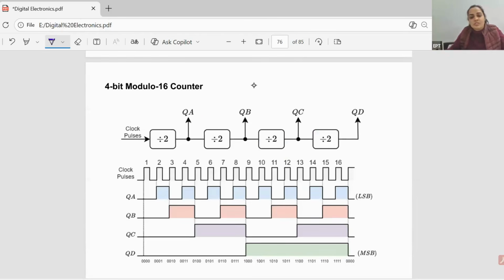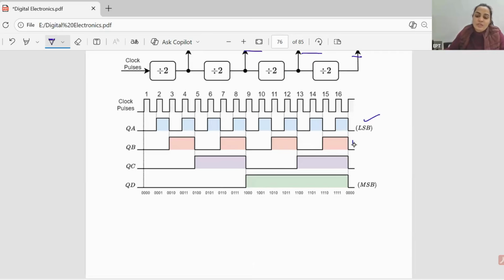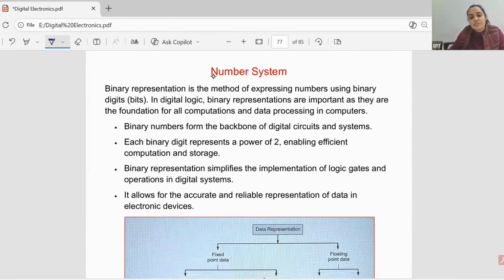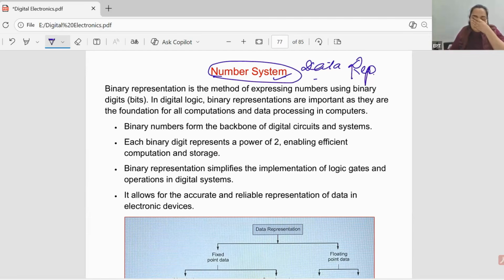Okay, see here asynchronous counter, as I already told you. So these 4 waveforms you can have of different frequencies, right? Last one is the number system or the data representation. I will not discuss the numbers here, like the hexadecimal number system, octal, and like that. So this is going to be data representation.